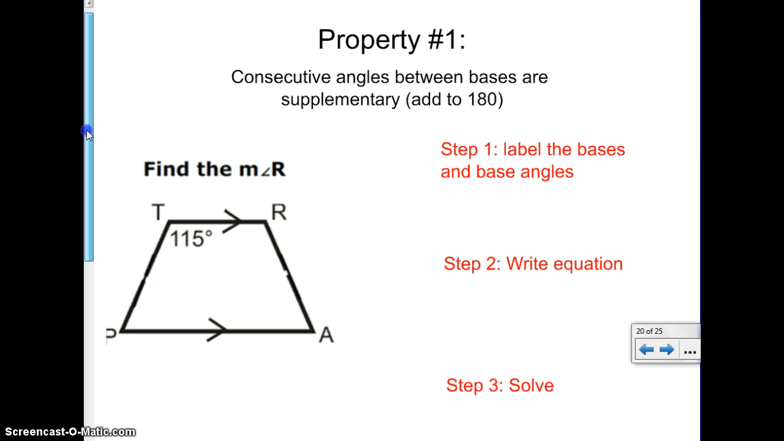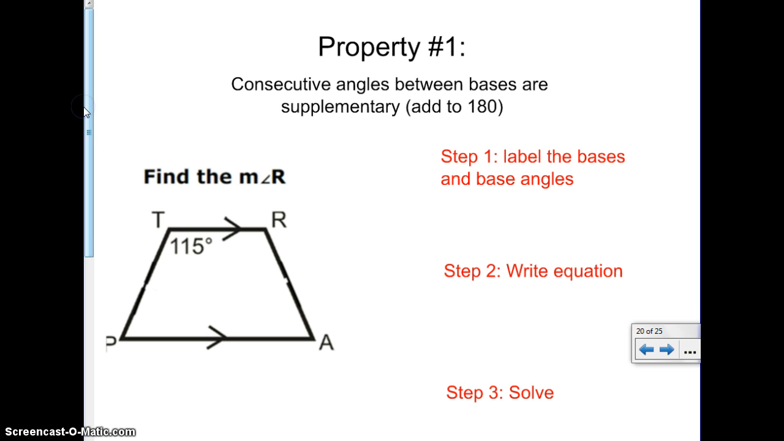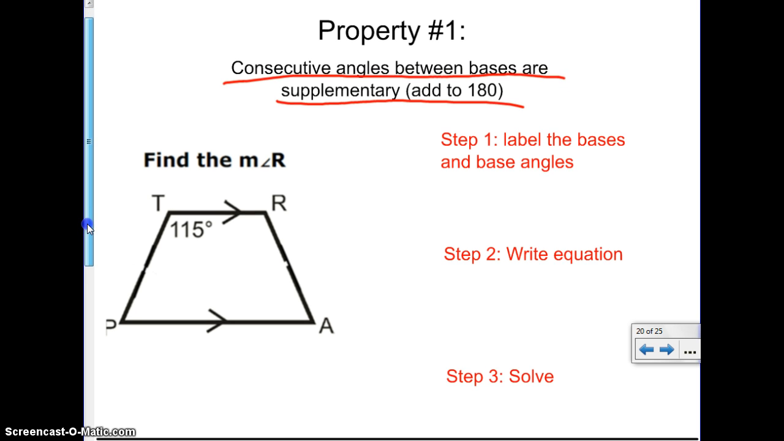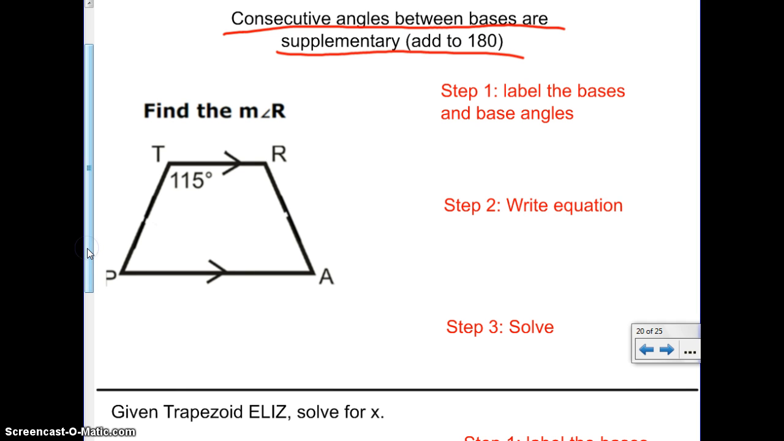And now let's get into the real nitty-gritty of the properties, and this is why we had you go through labeling the bases and the base angles and the legs and all that. Property number 1 says consecutive angles between bases are supplementary. In order for that to make any sense to you, you have to know what the bases are and the base angles. So let's look at this first problem. It says find angle R. So let's label angle R. This is what we're looking for. We're just going to label it X.